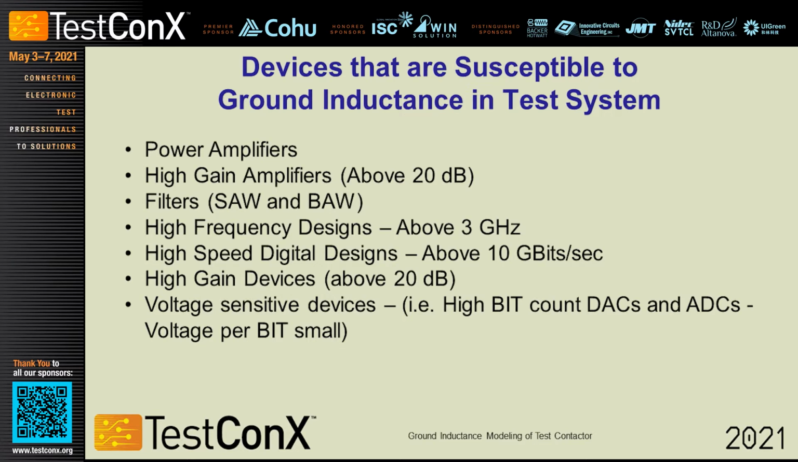Other high-gain devices, such as receivers, have to boost up the input receiver signal to get things to work. Also, voltage-sensitive devices, such as high bit count DACs and A to Ds, where if the part is operating at a voltage, if you divide that by 2 to the number of bits, that gets you the voltage per bit. And if that's really small, ground inductance could play a big part in making sure that you have all the significant bits.